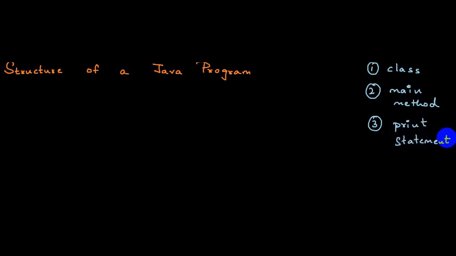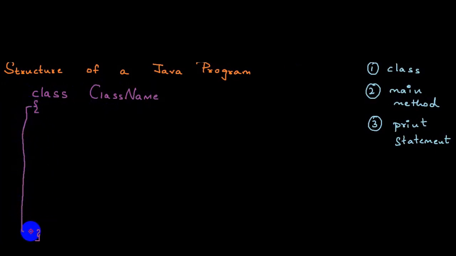What is it? First, try to create a class. Second, have the main method. And third, the print statement. Once I'm done with all 3 things, I can successfully work with a Java program. Now let us see. First here, I will create a class. Sir, how will we create a class? Class followed by the class name, and then open curly braces and close curly braces. This is the scope of the Java program.